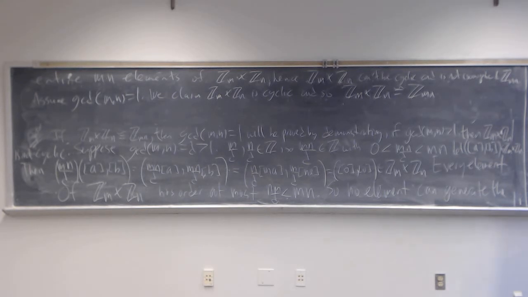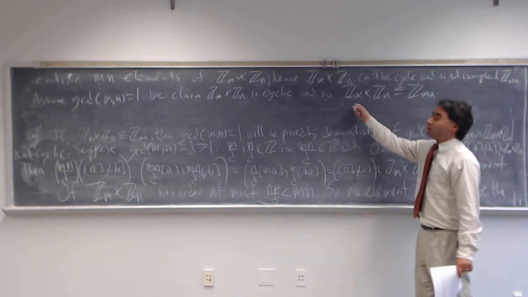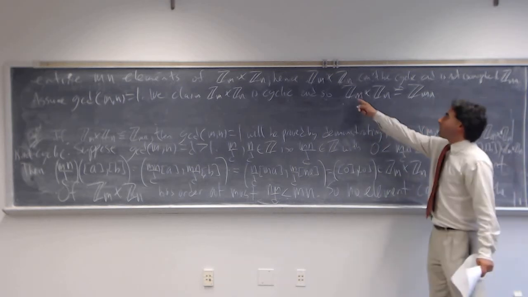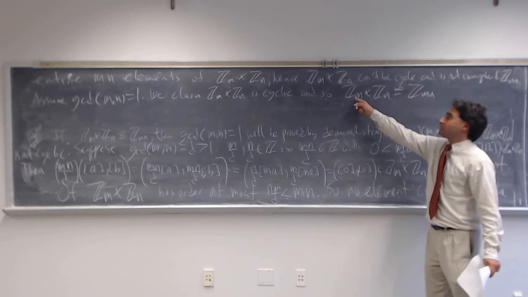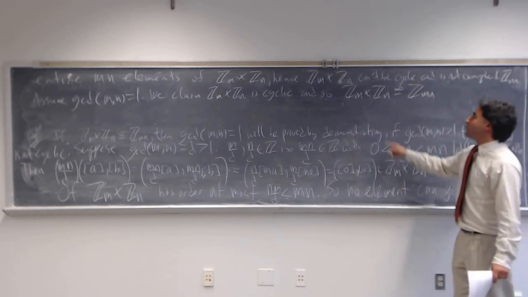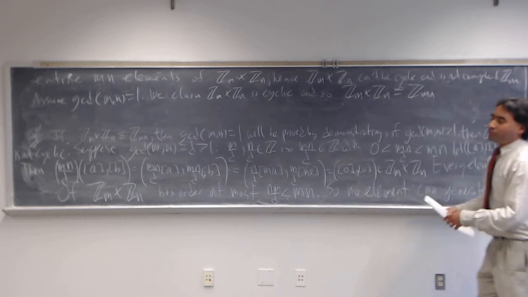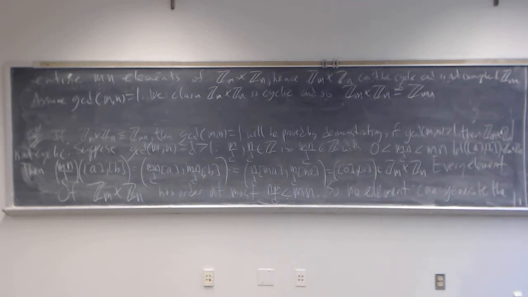I should pause for a second. Why does this have mn elements? It's almost a basic probability element. You think of the Cartesian product, you have m choices for what goes in the first component, and then each of those have n choices for what goes in the second component. So if you look at the total number of elements, there are m times n different choices to fill out your ordered pairs.